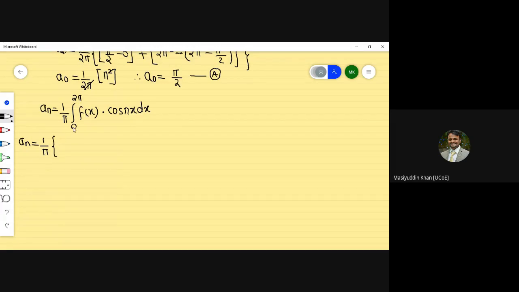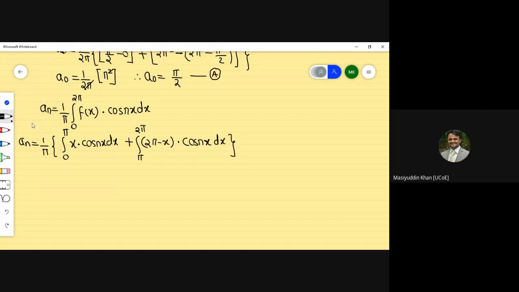Now the 0 to 2 pi is divided into two functions. The first one is x. So integral 0 to pi f of x, the first is x into cos of nx into dx, plus integral pi to 2 pi, 2 pi minus x into cos of nx into dx.